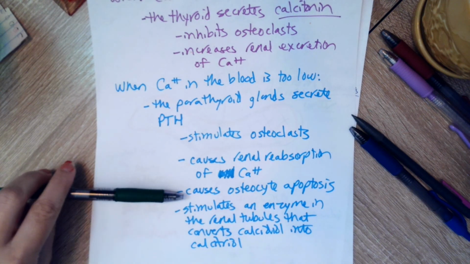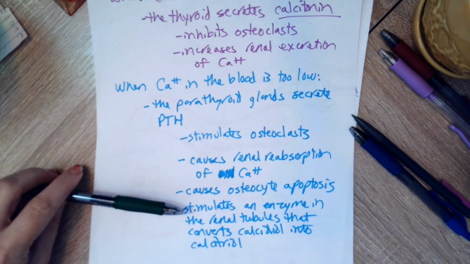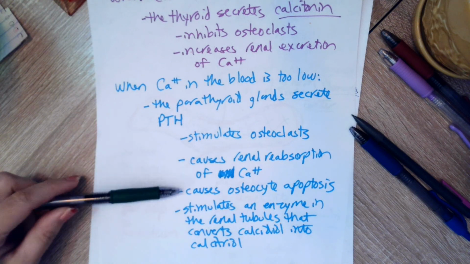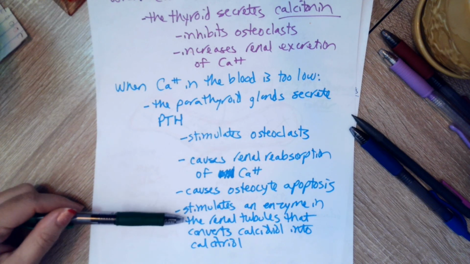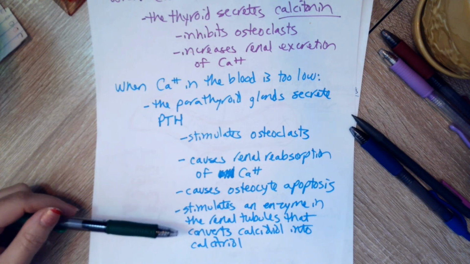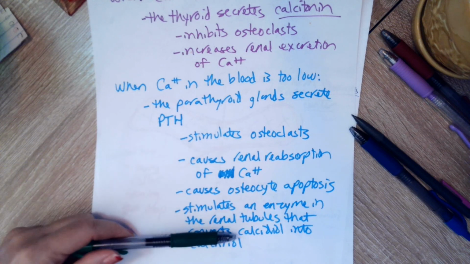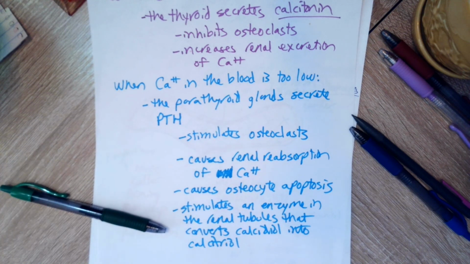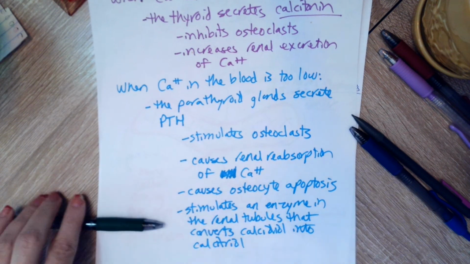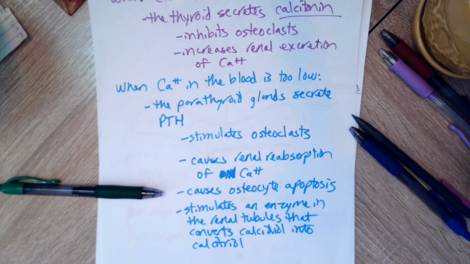Causes osteocyte apoptosis, which we saw before when we were looking at osteocytes. So it's going to kill the osteocytes, so they're not there to maintain that matrix around themselves. And then the last thing it does is it stimulates an enzyme in your kidney tubules that helps you convert calcidiol into calcitriol. And I'm sure you guys will remember this all very fondly from that vitamin D3 lecture of how calcidiol is an intermediary product getting into calcitriol. And calcitriol enables you to absorb calcium from your diet. So that is an important way of bringing the calcium in your blood up as well.